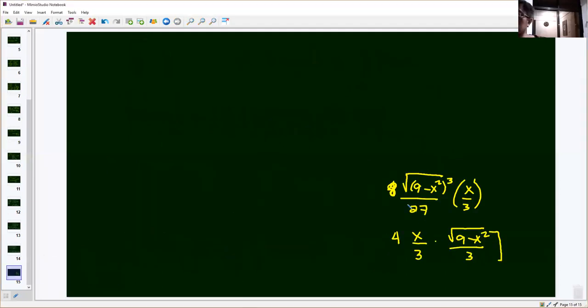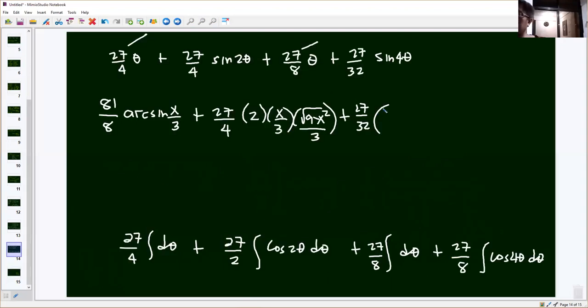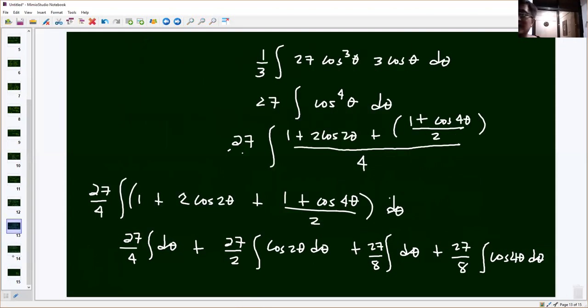8 over 27. Gawin na natin 8 over 81 times x square root of 9 minus x squared cube. Okay, panindigan na natin. 8 over 81 x square root of quantity 9 minus x squared cube. Di ba? Napapagod na ako guys. Nalata ba?